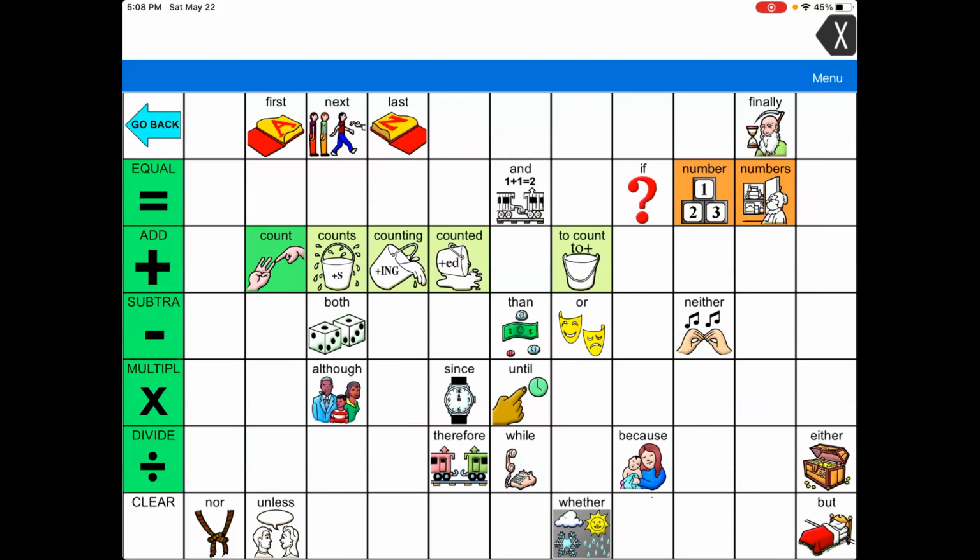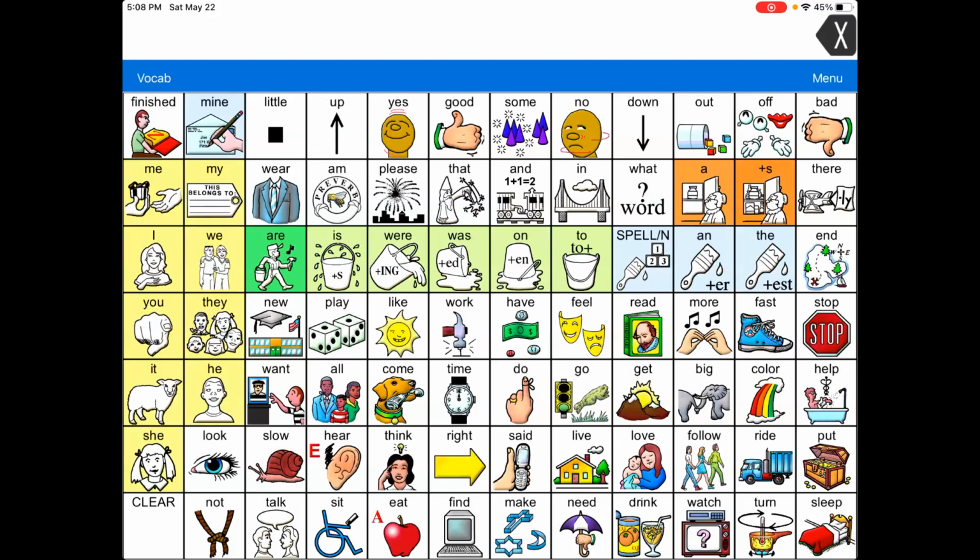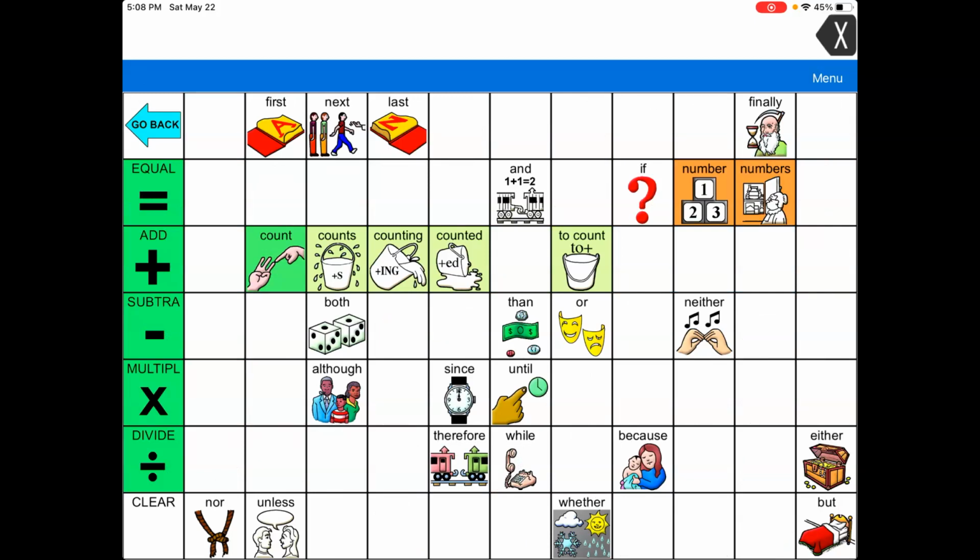We have or, because, although. Terrific words there. And then if you go back and look at that icon again for "and," you see above the train it says 1 + 1 = 2. That helps us remember that we have math terms in that location. So if you go back in, you'll see them on that left-hand side. Equal, add, subtract, multiply, and divide. Our noun is number or numbers.